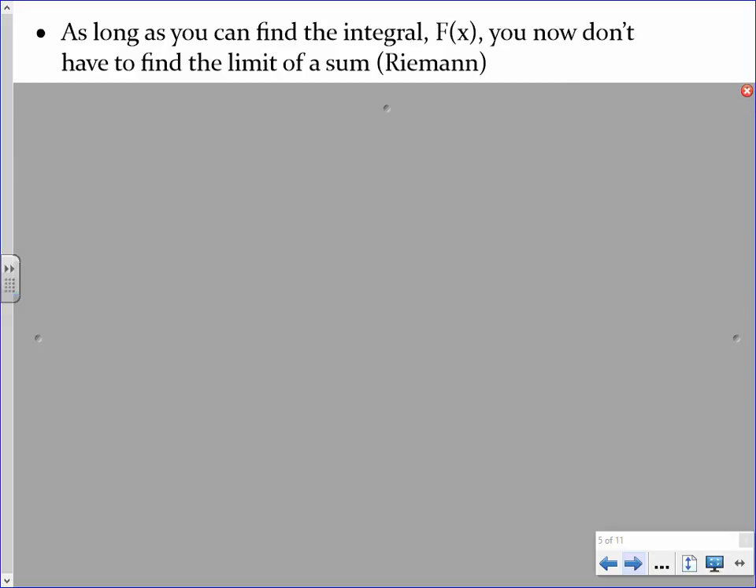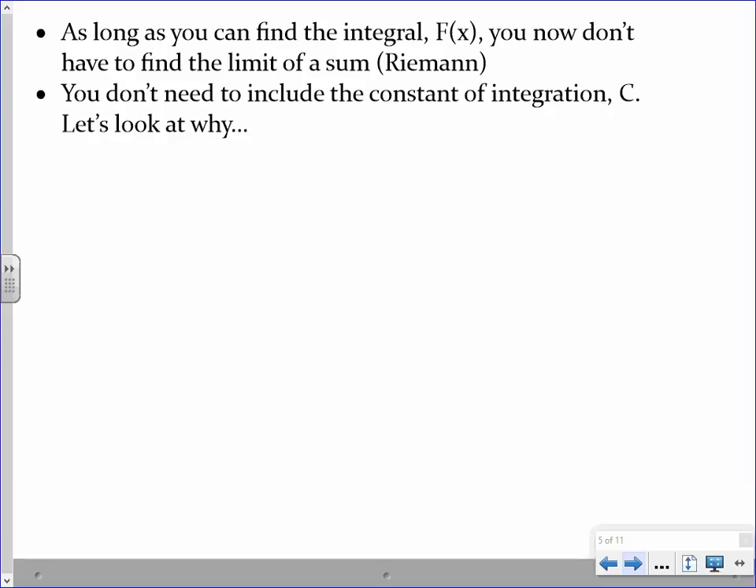So, first of all, as long as you can find the antiderivative, we don't have to use the Riemann sum thing. You will have one Riemann sum on your quiz, and you will have one Riemann sum on your test. Okay? But what an integral is doing is it's adding up all of those rectangles without having to take a limit. So an integral is a way for us to sum up area. All right? Now, we don't have to worry about that plus c.